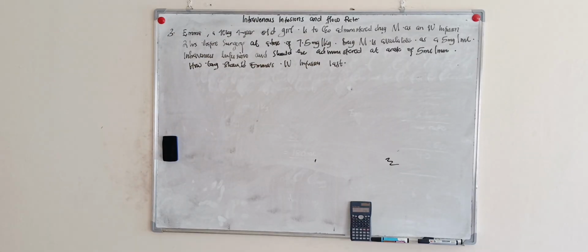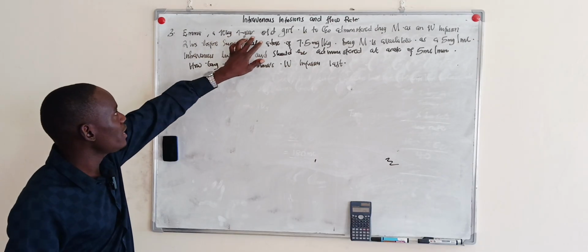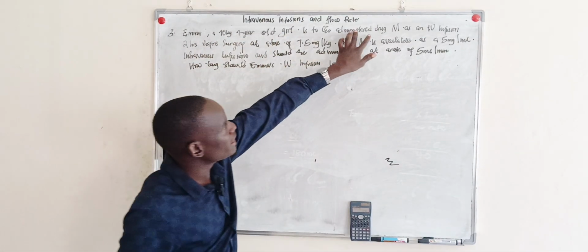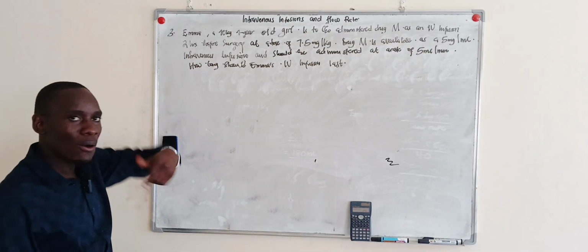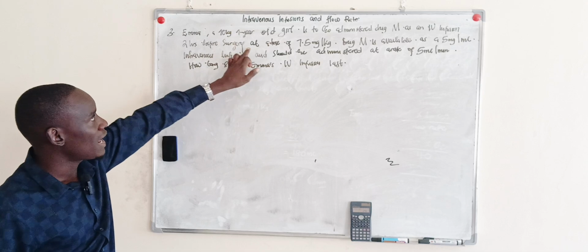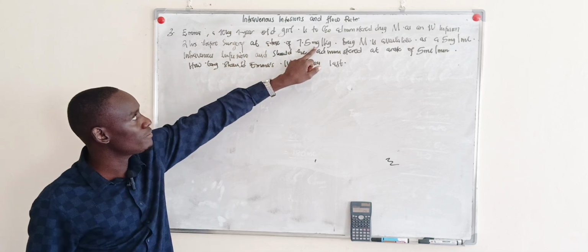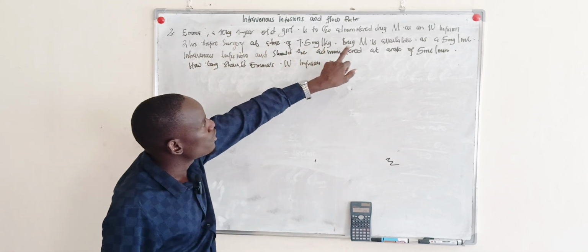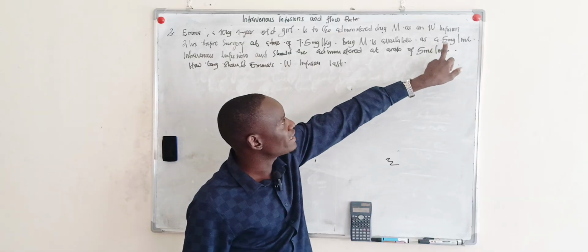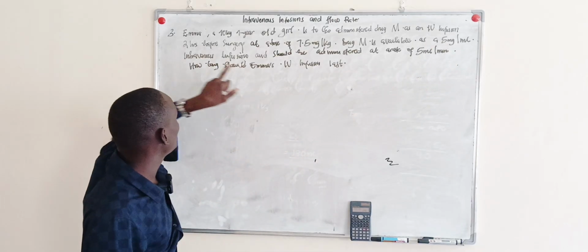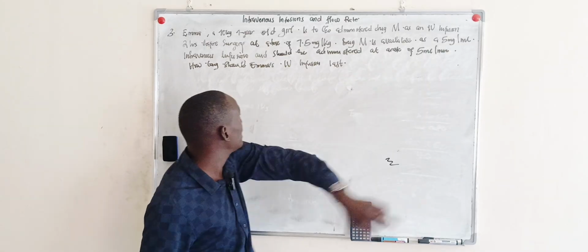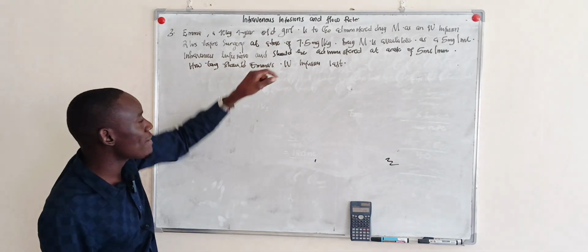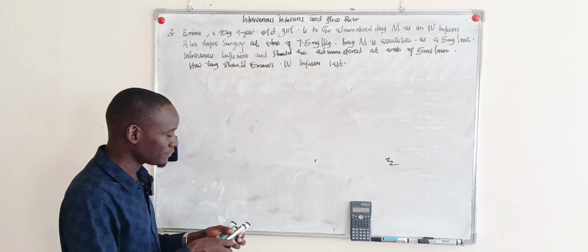Our third example. Emma, a 10 kilogram 1-year-old girl, is to be administered drug M as an IV infusion 2 hours before surgery at a dose of 7.5 milligrams per kilogram body weight. Drug M is available as a 5 milligram per ml intravenous infusion and should be administered at a rate of 5 ml per minute. How long should Emma's infusion last?